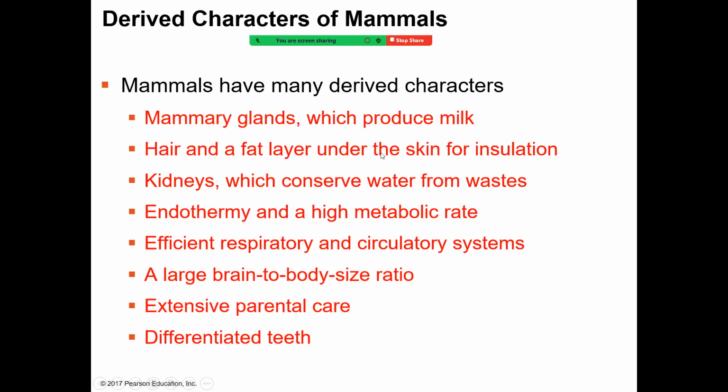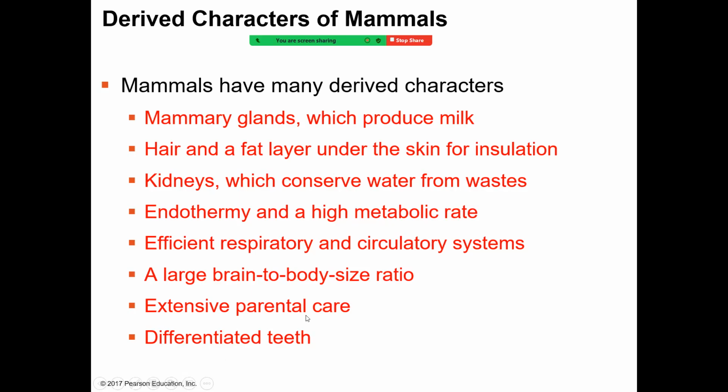Mammals also have hair and a fat layer under their skin for insulation. They have kidneys that help to conserve the water and separate water from the waste products. The waste products then go on to be eliminated from the urine that accumulates in the bladder. We are endothermic. So again, we are maintaining our body temperature with a very high metabolic rate. Very efficient respiratory and circulatory systems. Generally a very large brain to body size ratio.